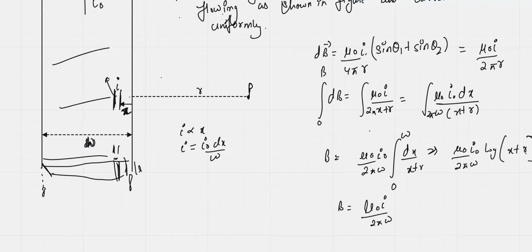What it is. Just put the value: log of (w plus r) divided by r. So this whole thing becomes mu naught I naught, basically the total current, divided by 2 pi w, basically the width, times log of (w plus r) divided by r. If you divide it, you will be getting 1 plus w by r. This is what the formula is. Is it clear?